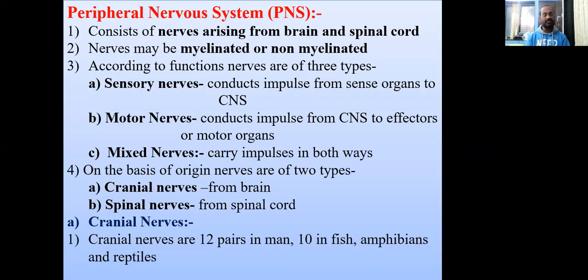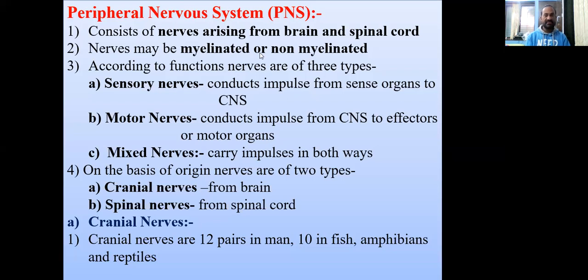I hope when you studied neurons in 11th, you learned that if there is a myelin sheath, that is myelinated, and if there is no myelin sheath, that is non-myelinated. Not only that, if it is myelinated, we call it white matter, and non-myelinated is obviously called gray matter. I hope you remember that.